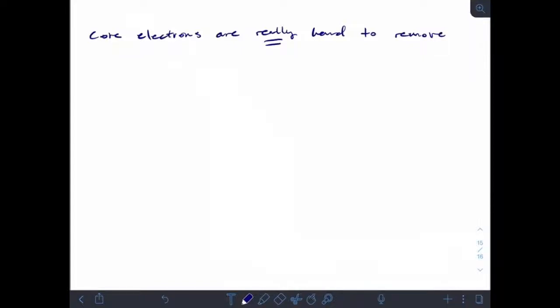All right, for our last video, we're going to talk about what it means to remove core electrons. So far we've been focusing our energy on trends in ionization energies for outside electrons, for the valence electrons. But core electrons are exceedingly hard to remove. Okay, so let's take a look at an example, our good old friend sodium.